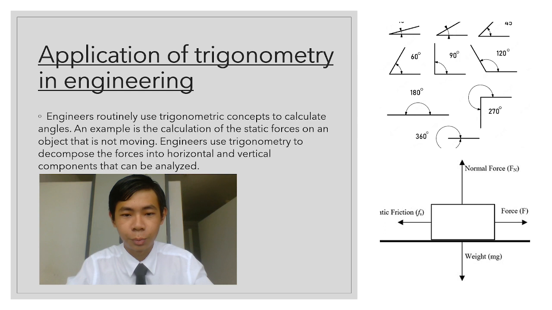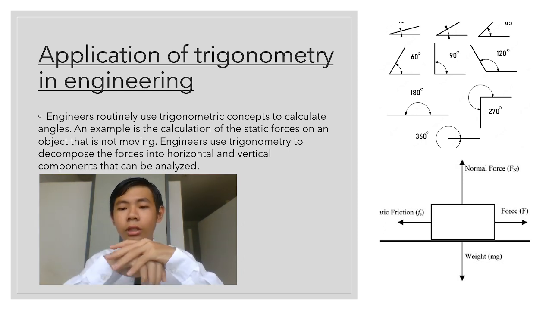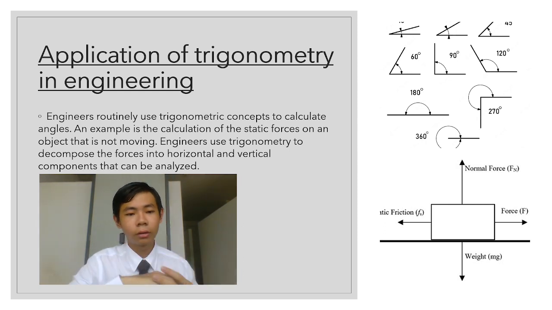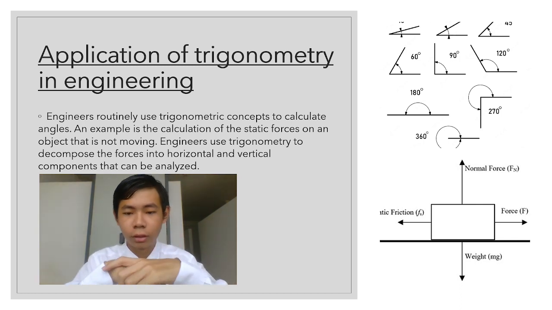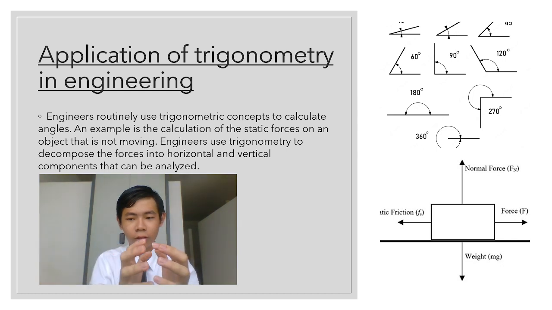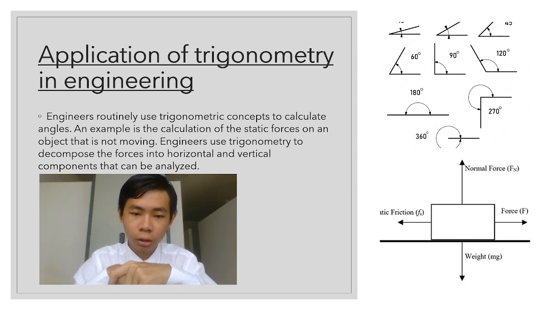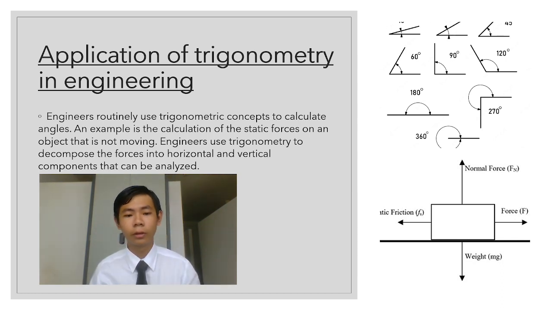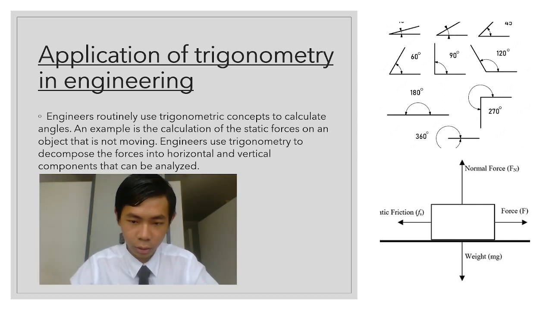Now I'm going to explain the application of trigonometry in engineering. Engineers routinely use trigonometry concepts to calculate angles. An example is the calculation of a static force on an object that is not moving. Engineers use trigonometry to decompose the forces into horizontal and vertical components that can be analyzed.